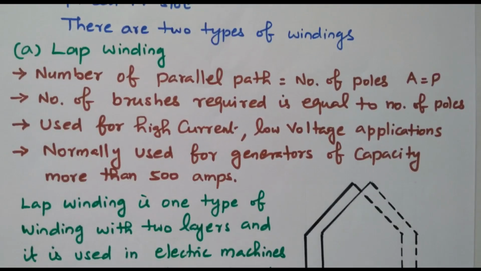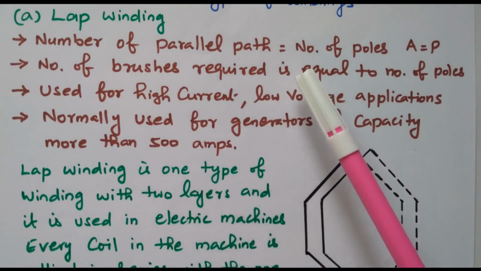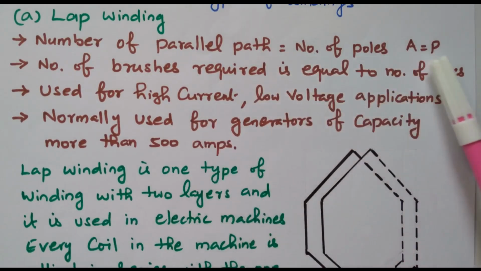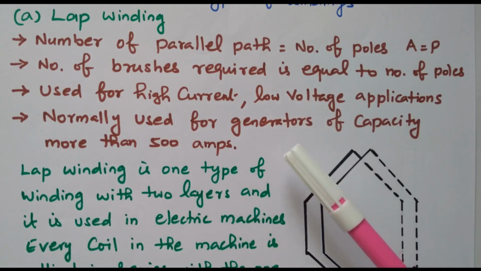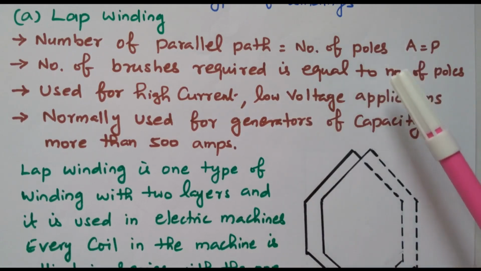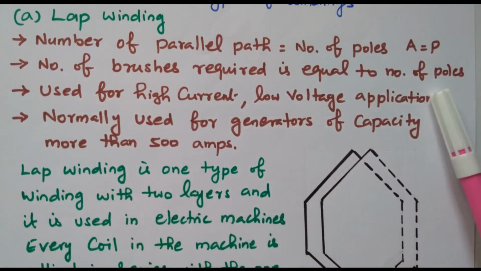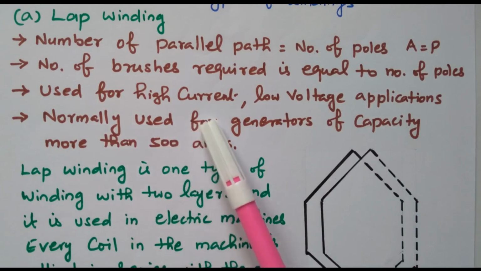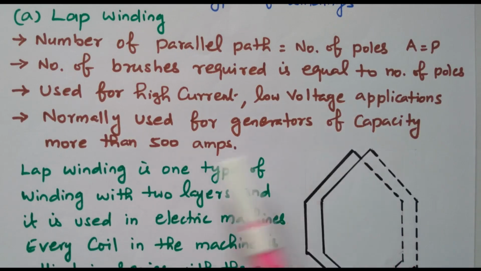So in lap winding, the number of parallel paths equals the number of poles, that is A equals P. What is the number of parallel paths? If there are n poles available, there will be n parallel paths. If 4 poles are available, 4 paths will be available. The number of brushes required equals the number of poles. It is used for high current, low voltage applications, normally for generators of capacity more than 500 amperes.